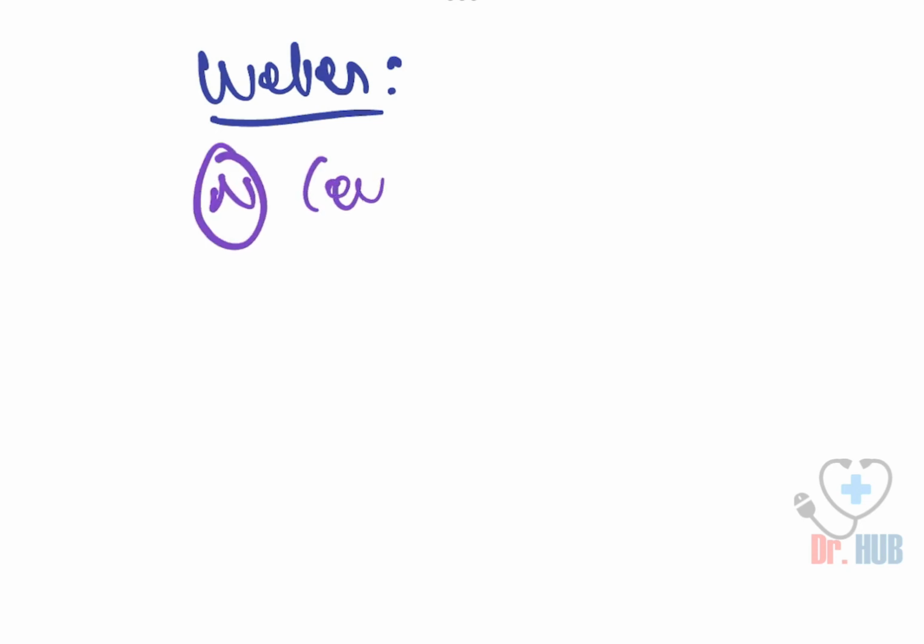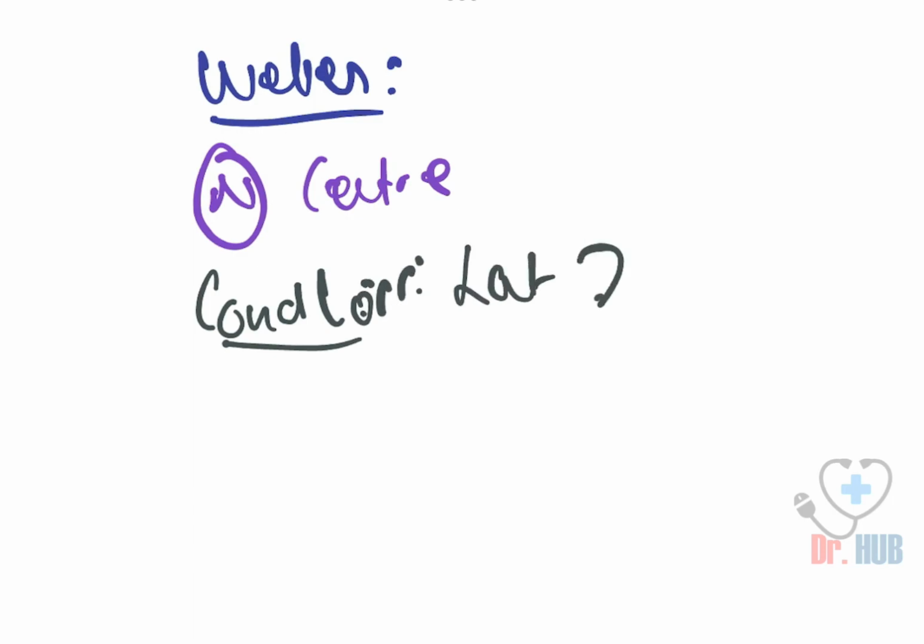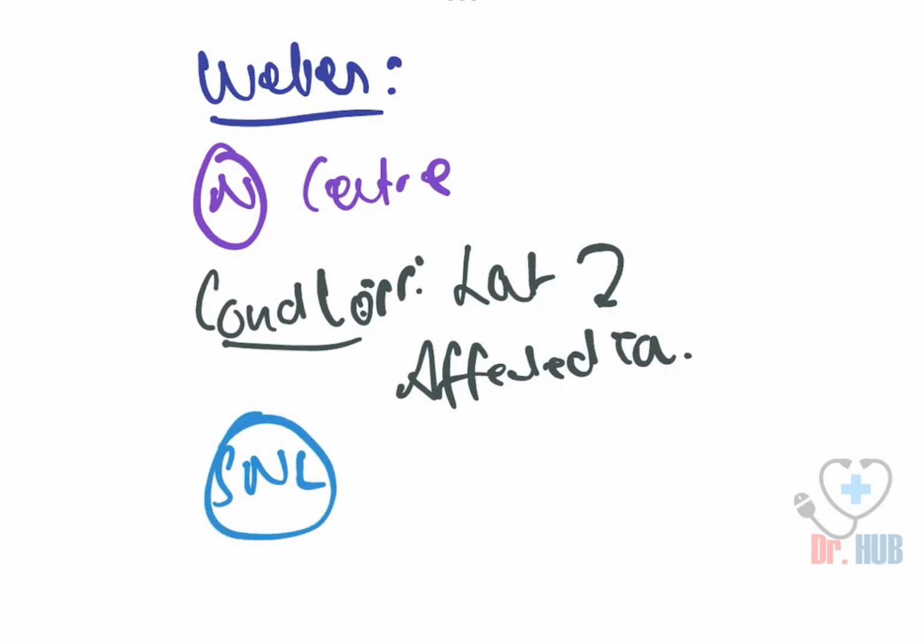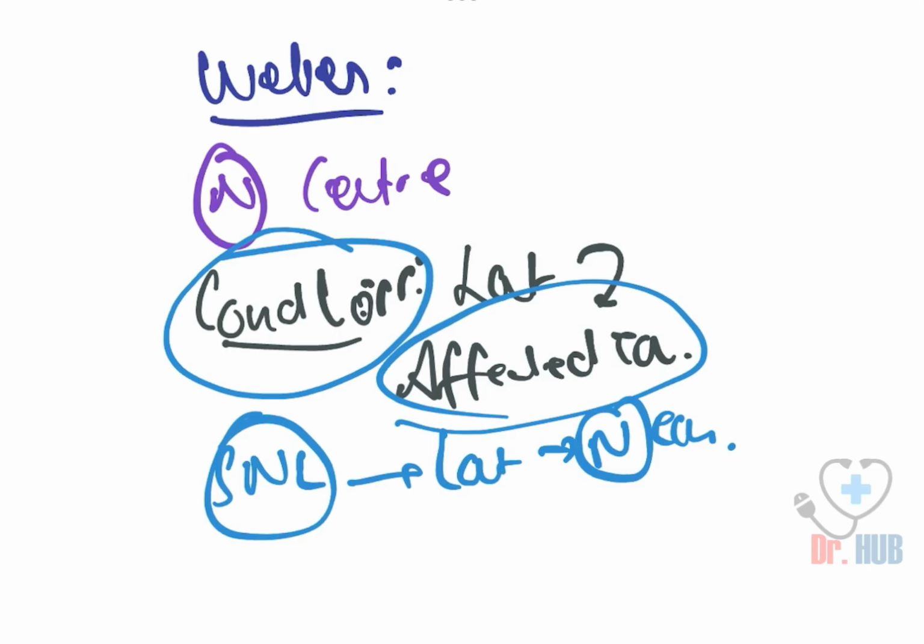Now to answer our questions. The first question we asked is, what are the findings in case of the Weber's test? In the normal ear, it is towards the center. In case of the conductive loss, it is lateralized to the affected ear. In case of the sensory neural loss, it is lateralized to the normal ear.